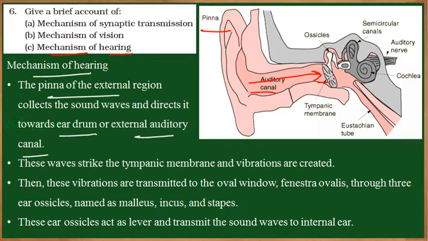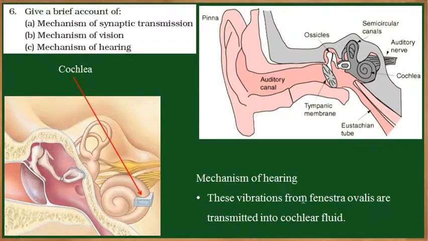These waves strike the tympanic membrane, which is also called the eardrum, and vibrations are created. These vibrations are passed to the oval window present in the inner ear through the ear ossicles. Three ear ossicles are present: malleus, incus and stapes. These three bones present in the ear are called ear ossicles. These ossicles transmit the sound waves or the vibration to the internal ear.